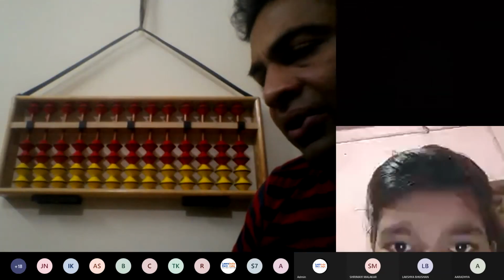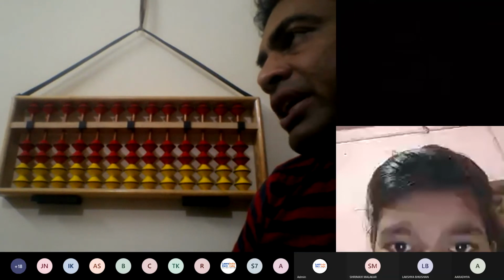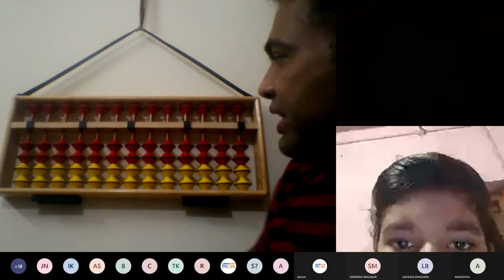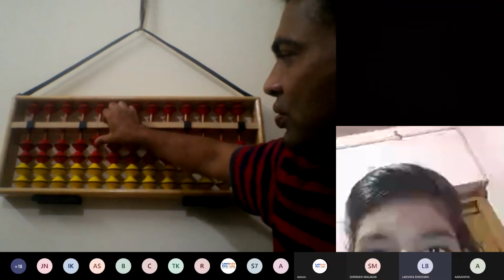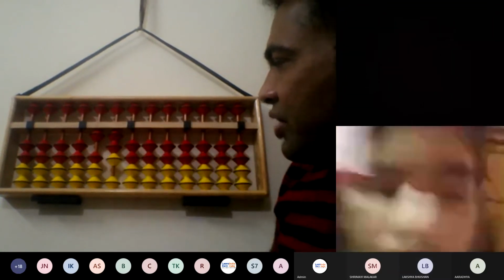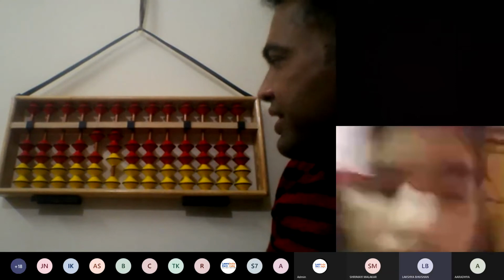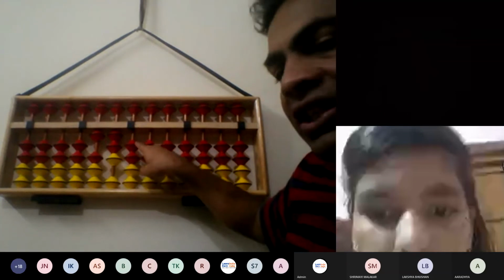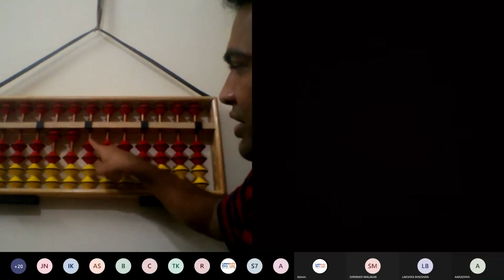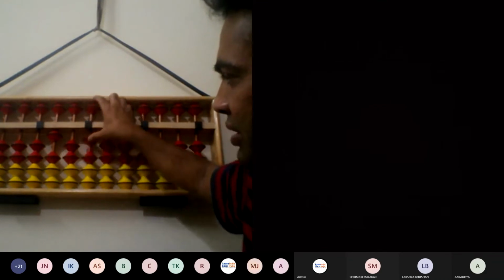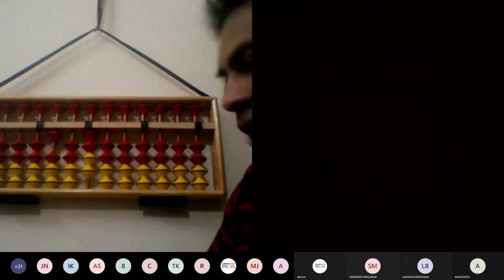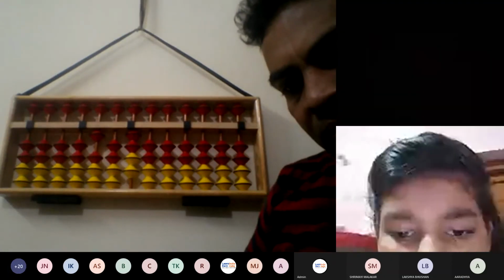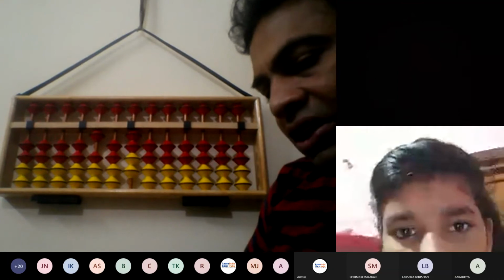26 multiply by 4. Do half of 26, which is 13, so 130, minus 26. This is half, 130, and this is 26. Now minus 26: minus 2 minus 6 means minus 10 plus 4. That is 104. This is 26 multiplied by 4.